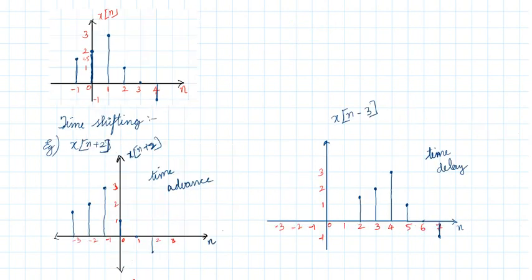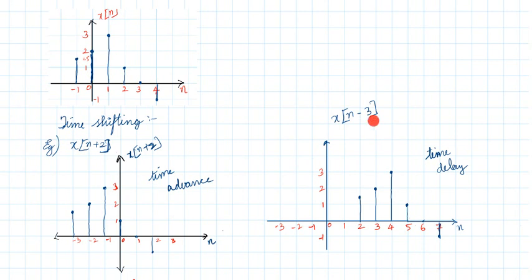Then we are going to talk about something called time shifting. This is straightforward. x of n is given, x of n plus 2. That means I am going to shift the signal 2 units to the left. This is called time advance. So minus 1 will go to minus 3, 0 will come to minus 2, 4 will come to 2. This entire signal is moving to the left by 2 units.